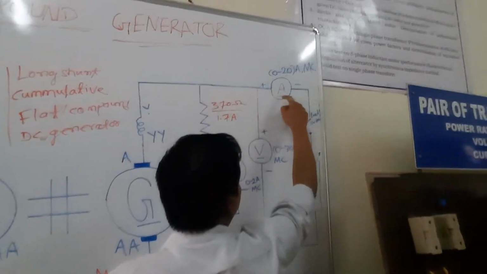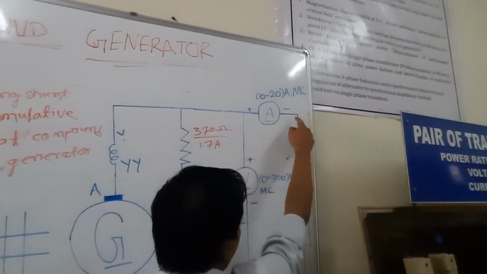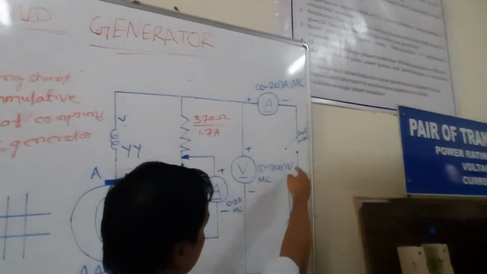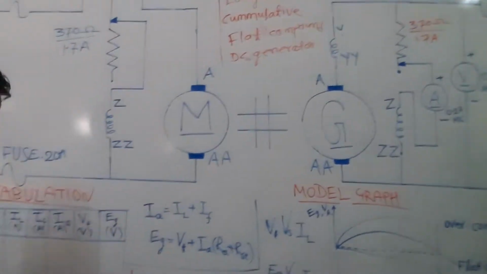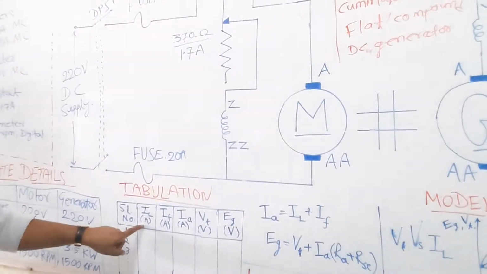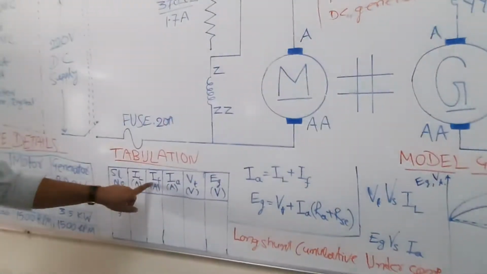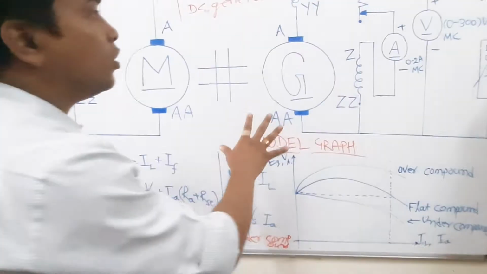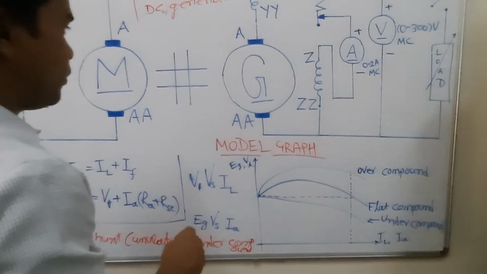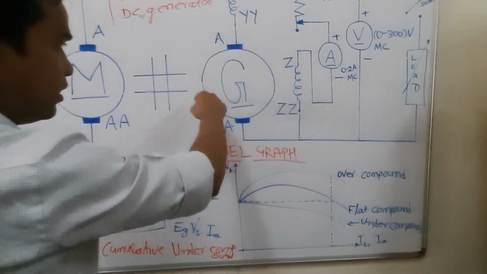Next, this one is the ammeter. This ammeter is measuring the current that is flowing through this load. That is why this ammeter is measuring load current, this IL. So from this experiment, we are going to get IL, IF, and VT. These two things we have to calculate. We will see later.